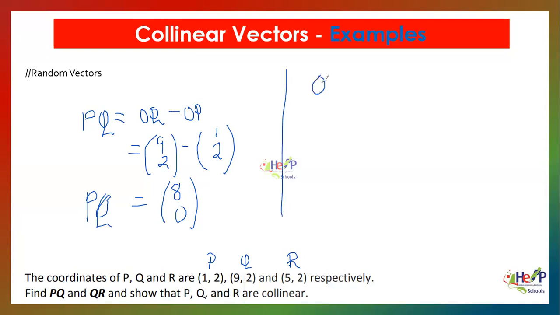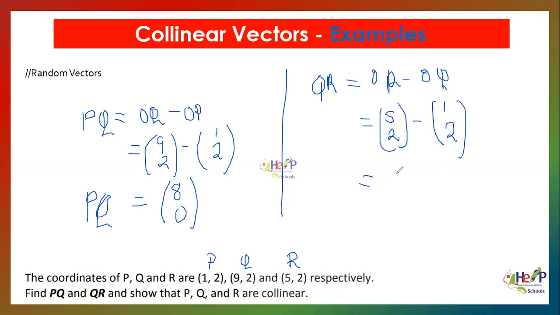We need to get QR. QR is the same as OR take away OQ. Our OR is 5, 2, take away OQ, which is 1, 2, like this. And this will give us 4, 0. So we want to show that these two are collinear. For those who are following, our N should be what? Who has seen that N? N is 2, the constant is 2.